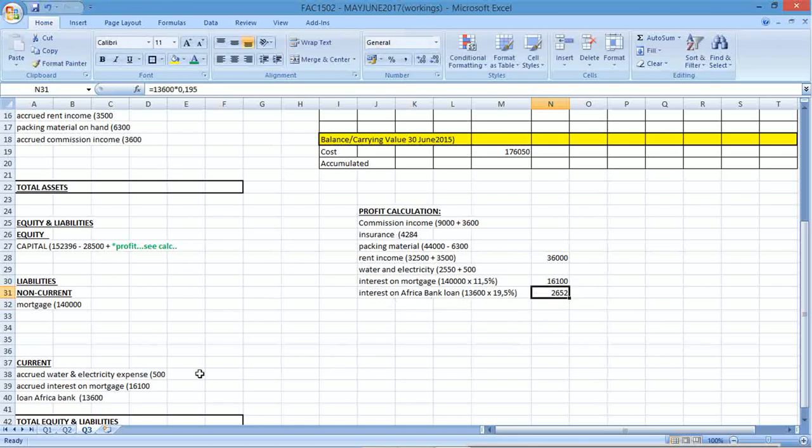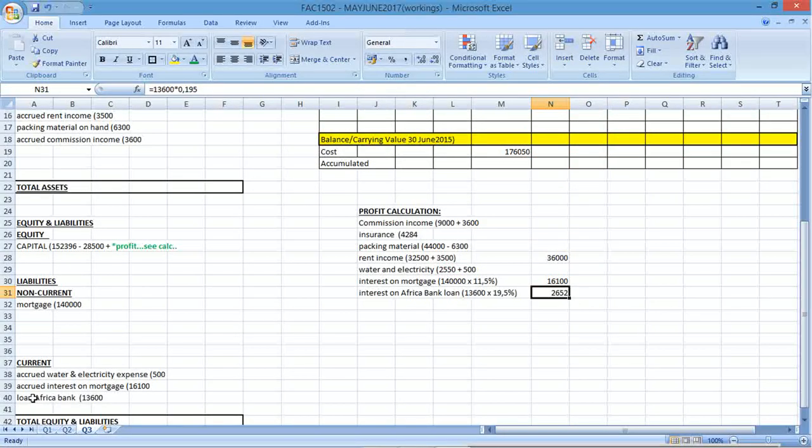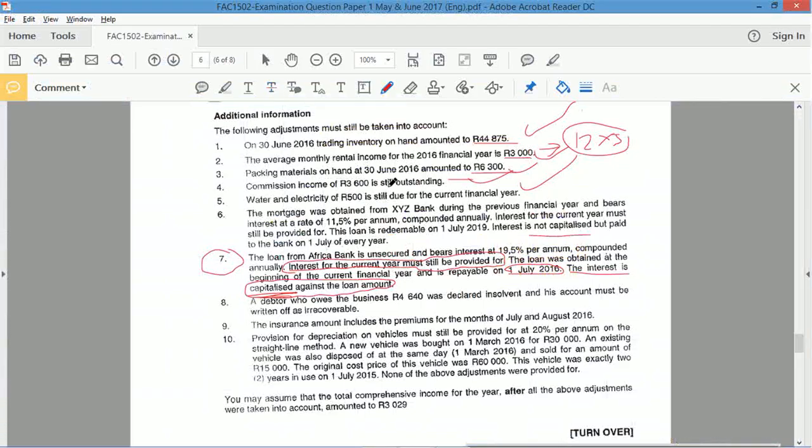Right, what is that? It's an accrued interest amount because they tell you that it's repayable. Oh, they say the interest is capitalized, so that means I have to add it to the value of the loan. That's important. Capitalized means added to the value. Okay, so this loan from Africa Bank is going to be added to the 2652. Exactly. Okay, now we've looked at that.